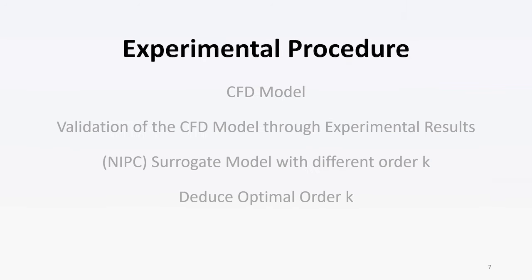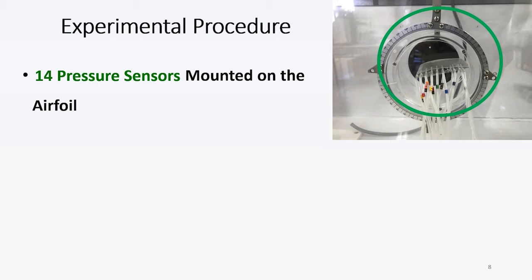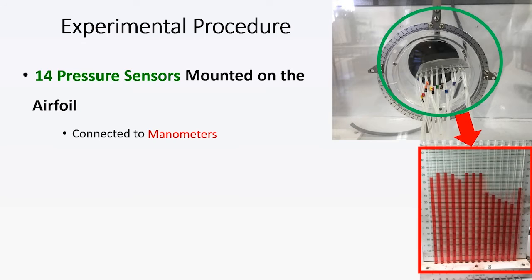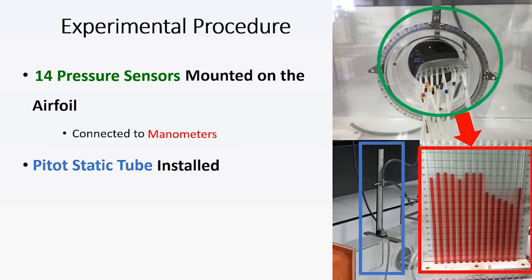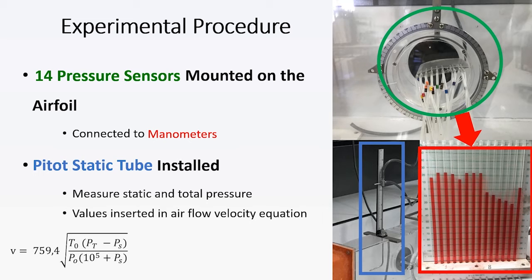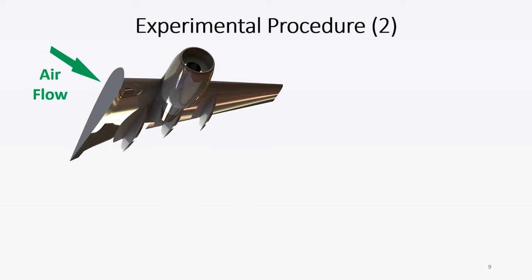optimal one. Looking first at the experimental procedure, 14 pressure sensors are mounted on different locations of the airfoil, and there are simply tubes connected to manometers so that when there is a flow over the airfoil, the red fluid level varies accordingly. In addition, a pitot-static tube is inserted next to the inlet and allows us to read the static and total pressure. Afterwards, these pressure values are plugged in an equation provided by the wind tunnel manufacturer in order to deduce the velocity of the flow, and therefore the Reynolds number.